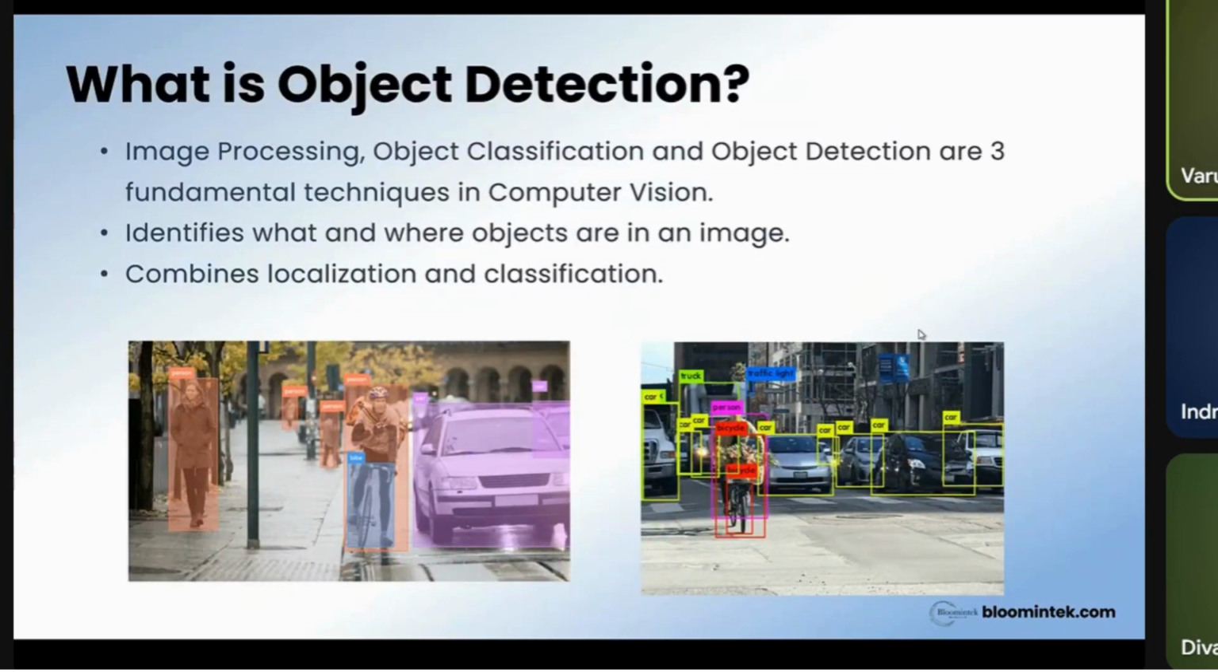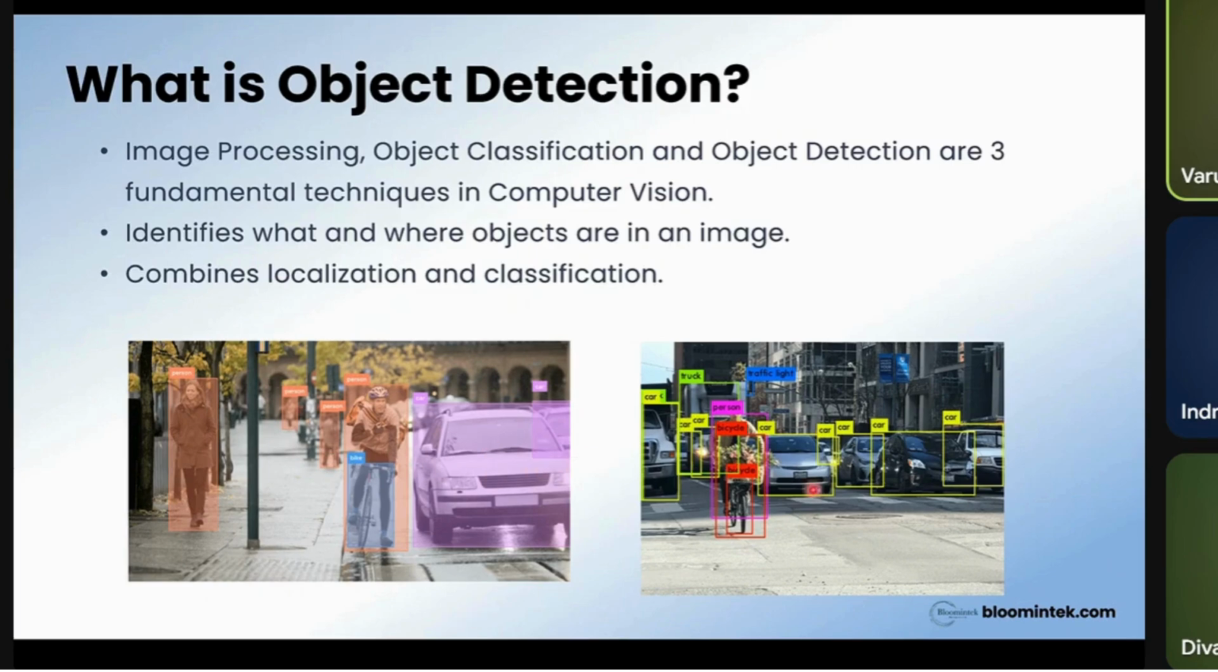So let us start with the simple question: what exactly is object detection? In simple terms, it's a computer vision technique that identifies both what objects are in an image and where they are. Unlike image classification, which just tells us this picture contains a car, object detection actually draws boxes around each object: the car, the person, the traffic light, and labels them too. This combination of classification and localization makes it one of the core technologies behind many modern AI systems.